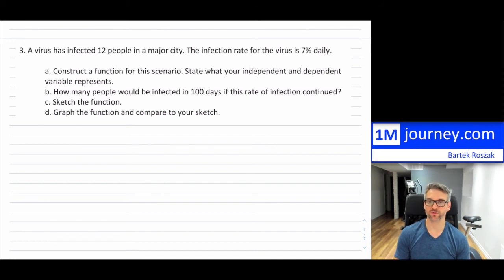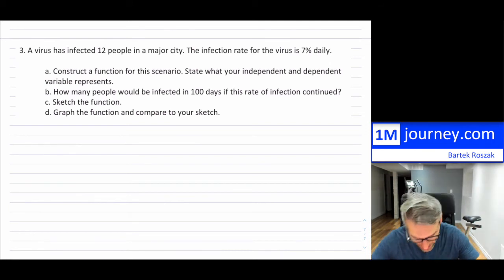Construct a function for this scenario. State what your independent and dependent variables are. How many people would be infected in 100 days if this rate of infection continued? Sketch the function and then graph the function and compare to your sketch. Okay, so let's try it.